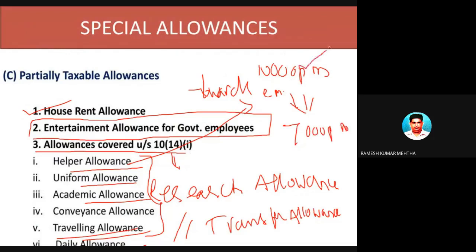So he has received 10,000 rupees per month, and 7,000 rupees is what he has actually spent towards helper allowance. So 3,000 per month is fully taxable. The part which is not taxable is 7,000 rupees, which is what he is spending on helper allowance. Whatever amount is spent on this particular allowance is fully exempted from tax. This is the rule to be followed for special allowances. So special allowances are exempted from tax under section 10, subsection 14.